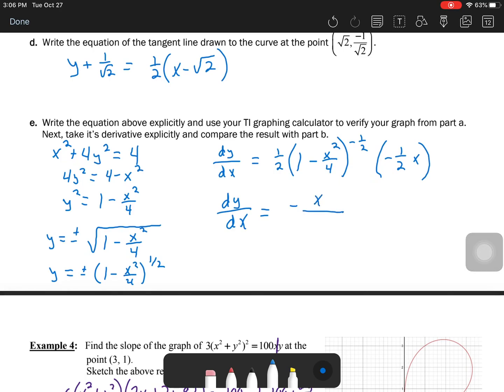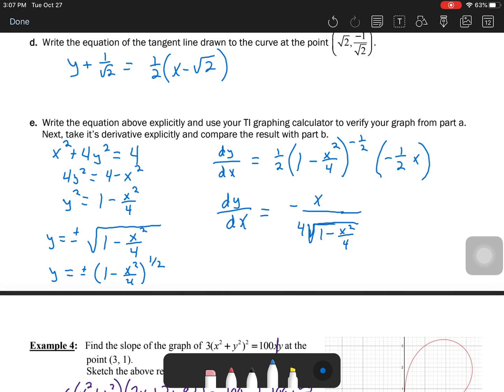And then on the bottom, I'm going to have the 2 times the 2, which is going to be a 4. And then this whole expression here would drop down and become, you know, to the positive 1/2, which would just put it back under a square root: 1 minus x squared over 4, like that. Okay, so there's my derivative that way.